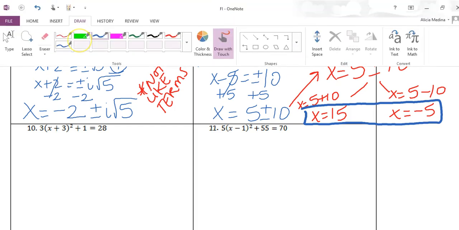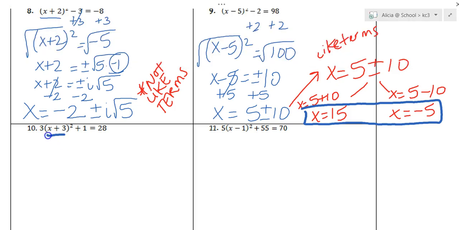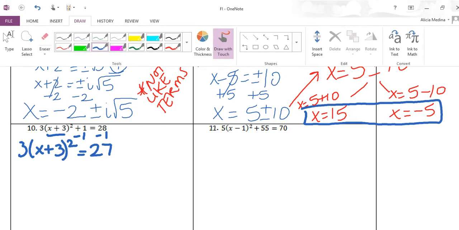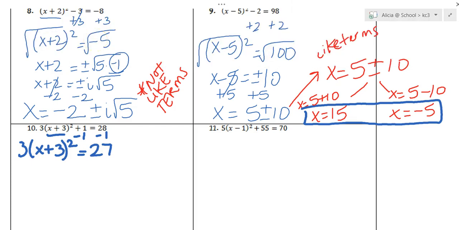Looking at number 10, I still have to isolate what's being squared, right? Doing those order of operations backwards. So I want to subtract 1, and I have 3 times x plus 3 quantity squared equals 27. I want to divide now. I cannot take the square root just yet because whatever is being squared is still attached to that 3. So the opposite would be to divide by 3 on both sides. I'm left with x plus 3 quantity squared is going to equal 9.